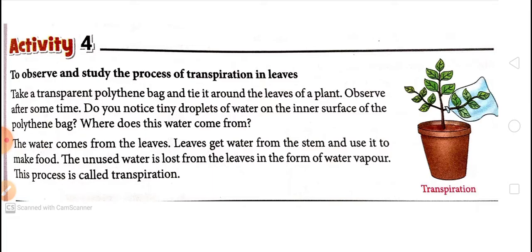So where does this water come from? This water comes from the leaves. Leaves get water from the stem and use it to make food. The unused or excess water is lost from the leaves in the form of water vapor, and this water vapor cools down on the inner surface of the polythene bag, and this process of losing water from the stomata is called transpiration. Through this activity you can understand what transpiration is. I hope you understood well.